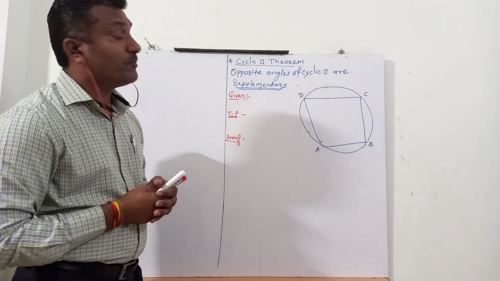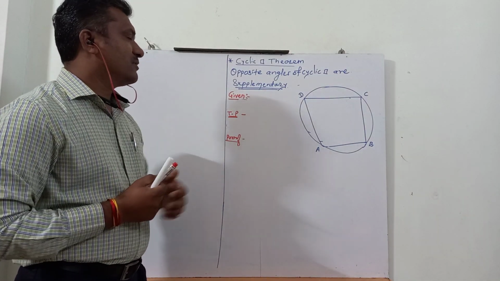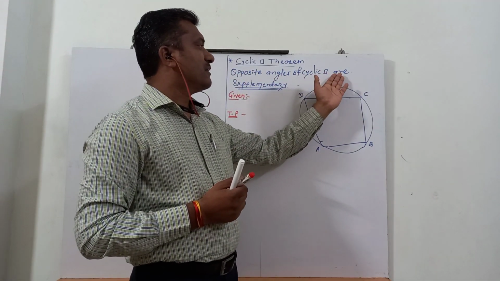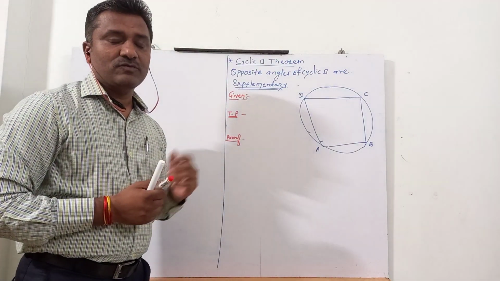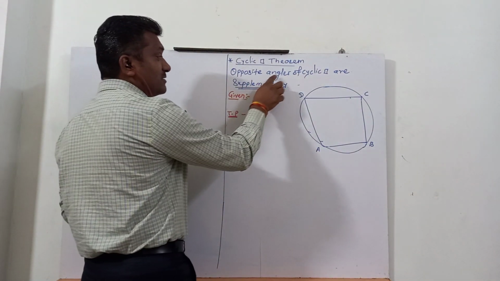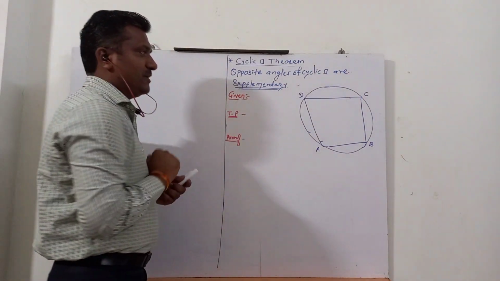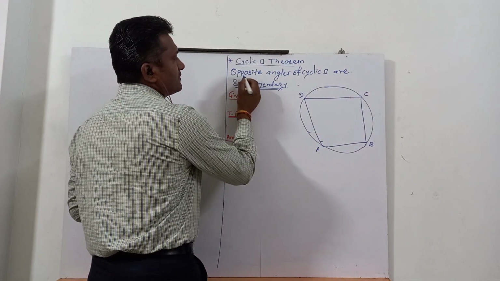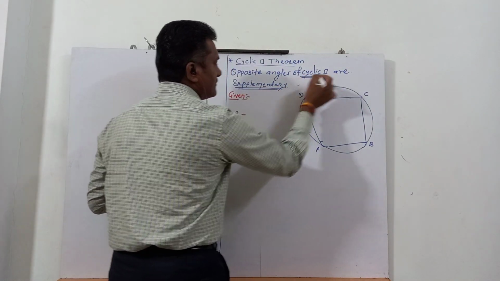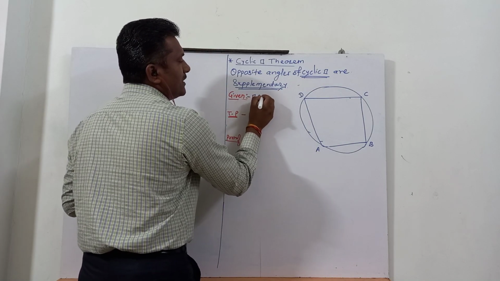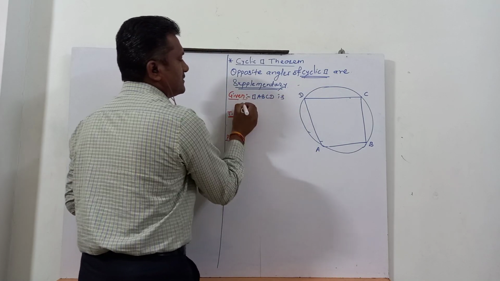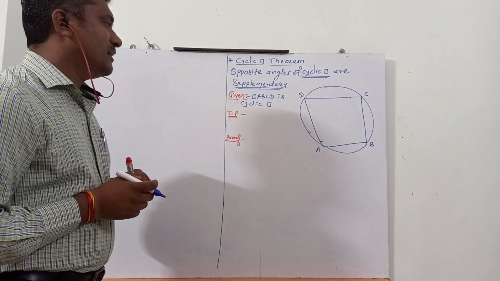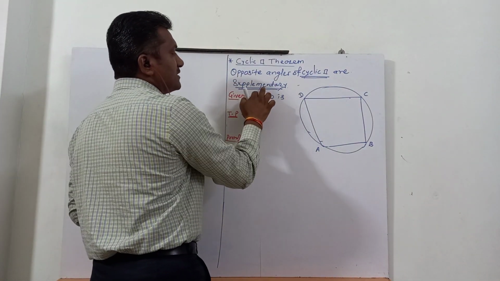Now let us see the property or theorem related to the cyclic quadrilateral. The statement is mentioned here: opposite angles of a cyclic quadrilateral are supplementary. So what is to prove? Opposite angles of a cyclic quadrilateral are supplementary. From this statement, we came to know that the given fact is what? This is what type of quadrilateral? Cyclic quadrilateral. So quadrilateral ABCD is a cyclic quadrilateral. This is the given thing for us. And what is to prove? Its opposite angles are what?